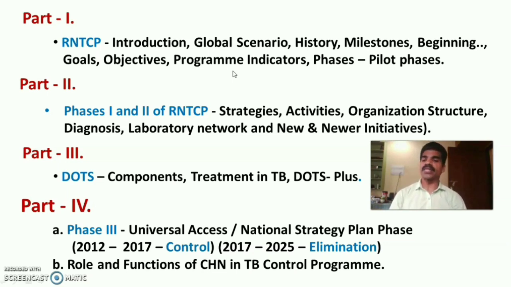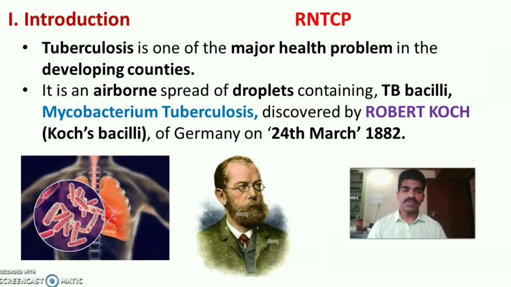There are two phases, that is 2012 to 2017, the national strategy control phase, followed by 2017 to 2025, the national strategy elimination phase of tuberculosis. Then I may include the role and functions of a community health nurse in TB control programs. So let us start the first part of the video of RNTCP, that is part 1, with the general information of tuberculosis control program and RNTCP with the phases.